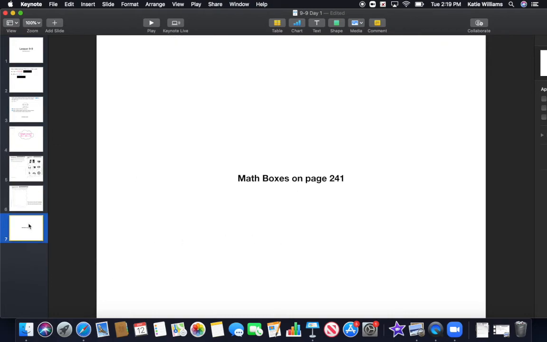When you finish, complete the math boxes on page 241. Happy estimating!